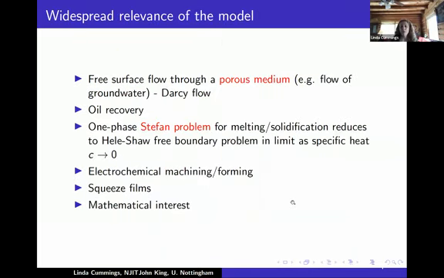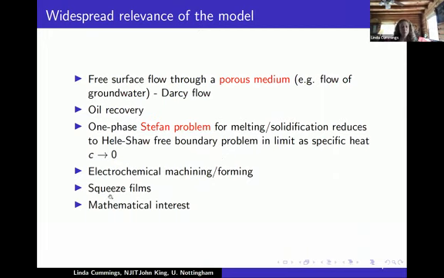And the resulting model certainly has widespread physical relevance. So it's received a lot of attention from many different communities over the years. So, it can be used to represent free surface flow through a porous medium. So flow of groundwater, for example, Darcy flow, problems in oil recovery, the one-phase Stefan problem for melting and solidification if you take the limit as the specific heat goes to 0. There's problems in electrochemical machining and forming.